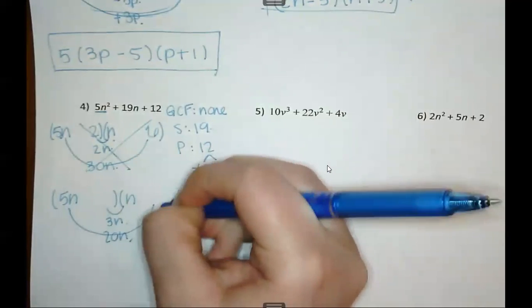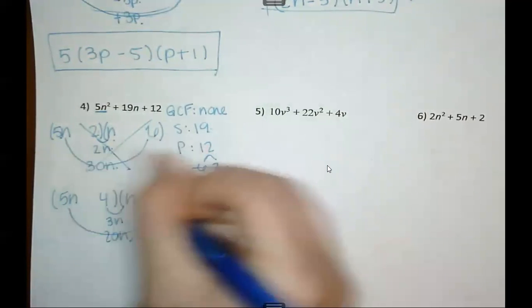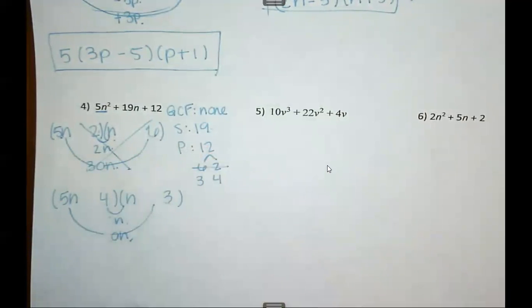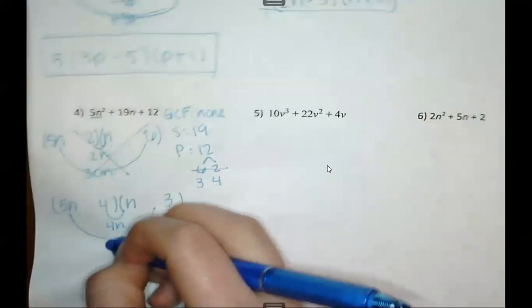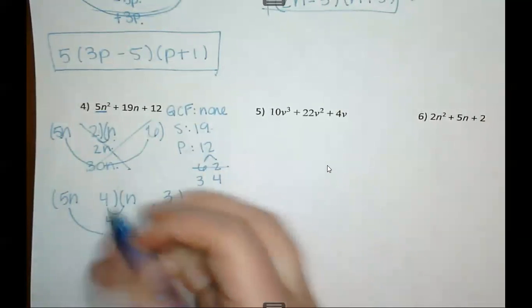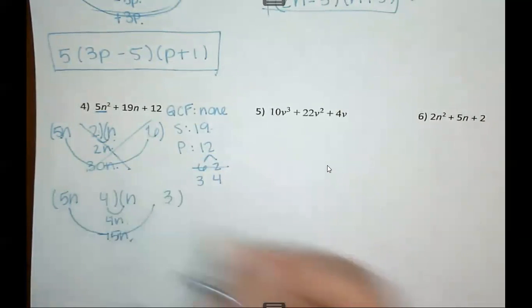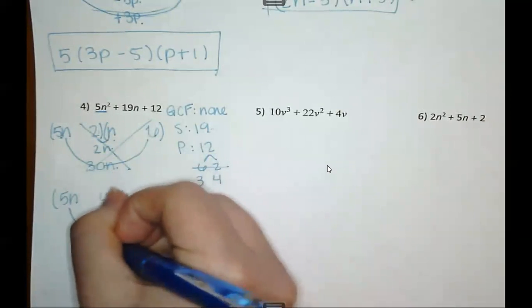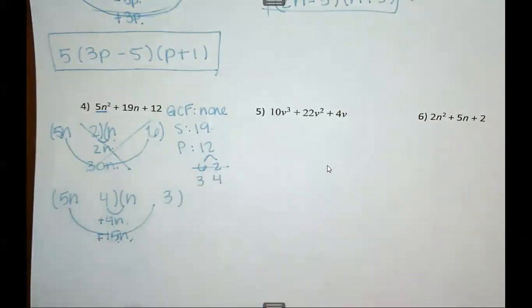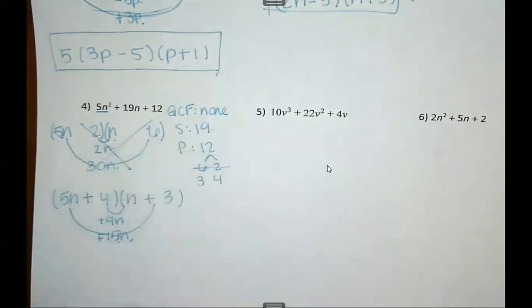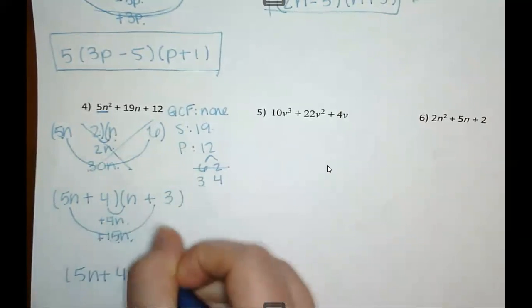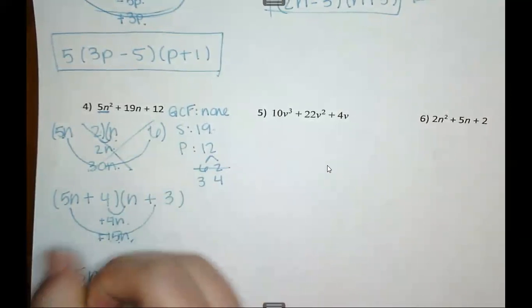Switch our 3 and 4. Okay, so if I switch the 3 and 4, now the inner is going to give me 4n, and the outer would be 5n times 3, which is going to give us 15n. And can we make 4 plus 15 give us 19? Yes, they just both need to be positive. 4 plus 15 is 19. So we finally found the right match. So 5n plus 4 times n plus 3.